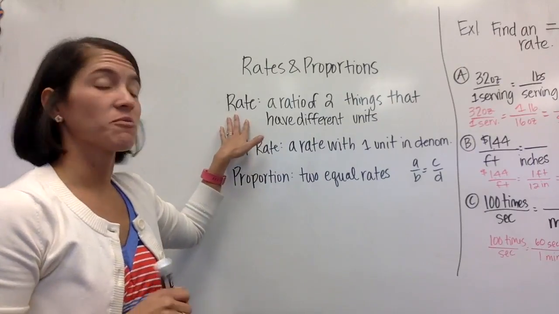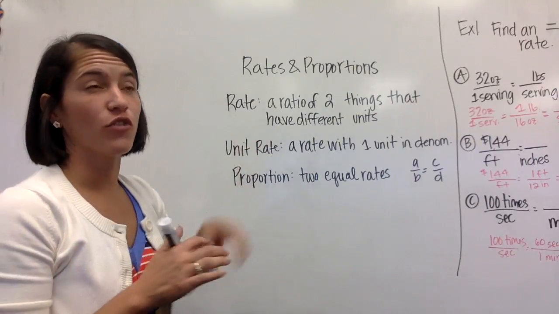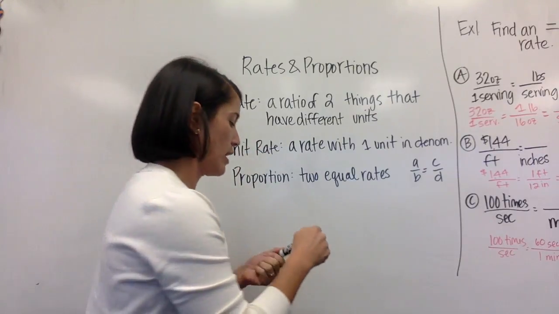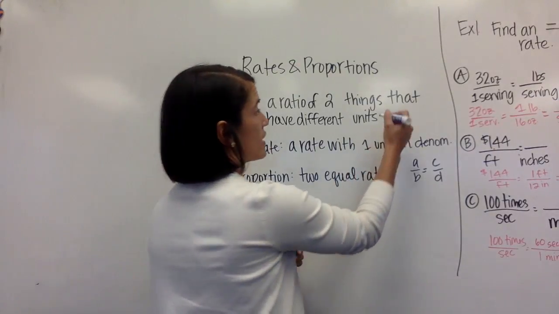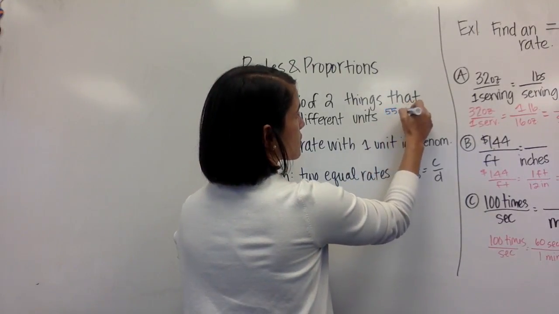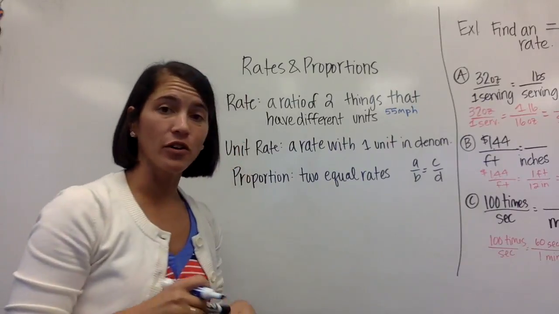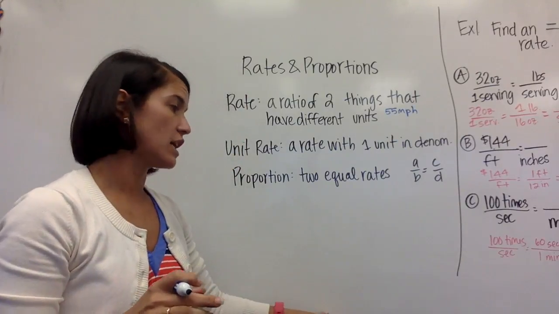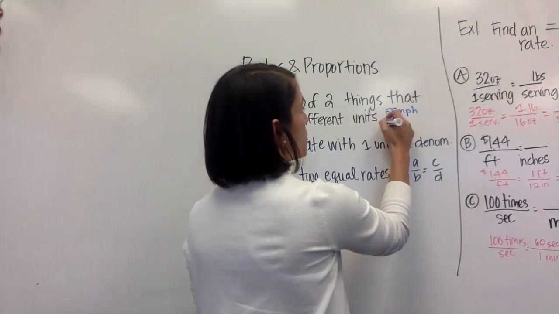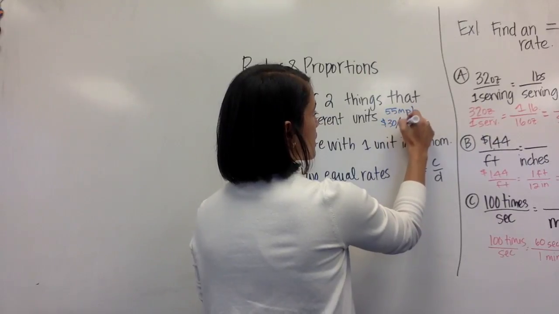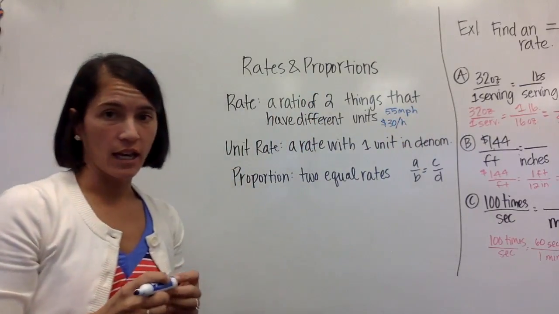A rate is a ratio of two different things that have different units. For example, the speed. If you drive 50 miles per hour, you have miles and you have hours, so that's a rate. Another rate is if you get paid. If you make $30 an hour, that is a rate.